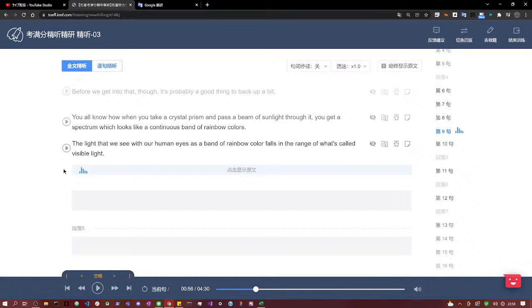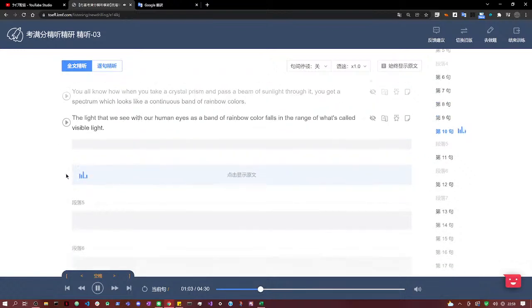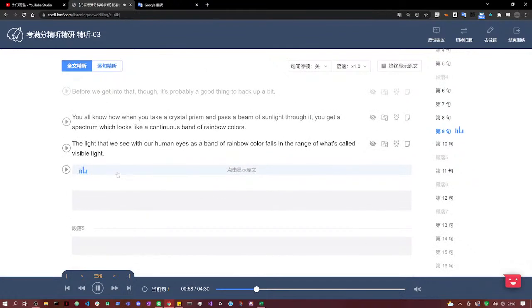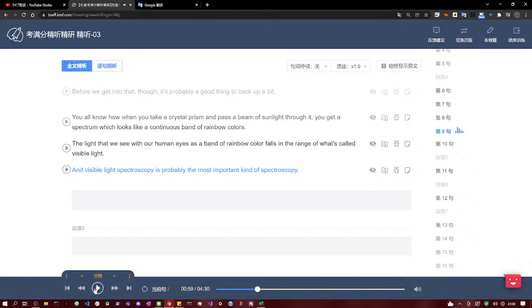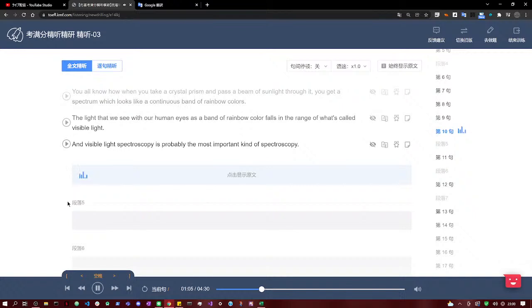And visible light spectroscopy is probably the most important kind of spectroscopy. Anyone want to take a stab at the scientific term for visible light?